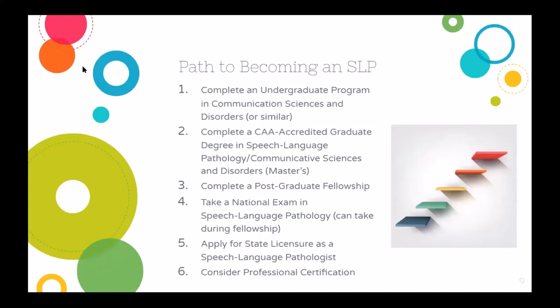You can have an undergrad in, like, psychology, but then just have to take a summer course with credits that can get you into our next step, which is a master's program or a CAA accredited graduate degree in speech language pathology or something related to it. So those are two different options: going through the communication sciences and disorders undergrad straight to the master's, or having something different and then taking those summer classes.